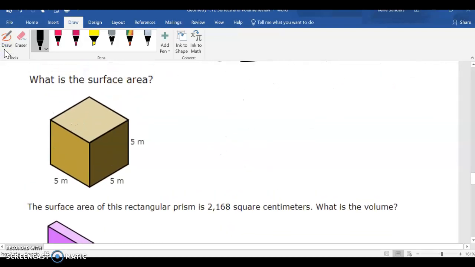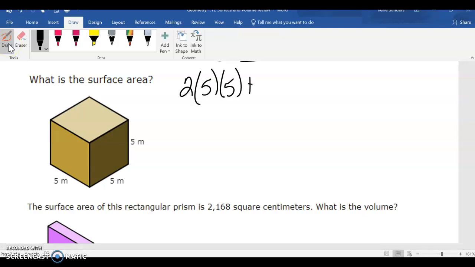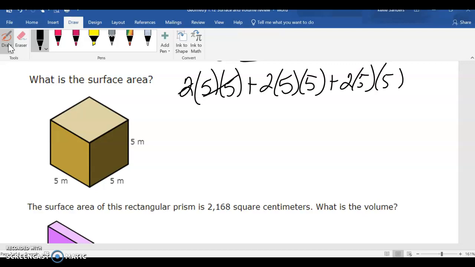What is the surface area? 2 times 5 times 5 plus 2 times 5 times 5 plus 2 times 5 times 5. 25, 50. So that's going to be 50, so it's 150.